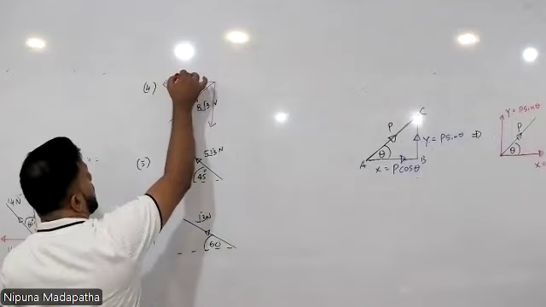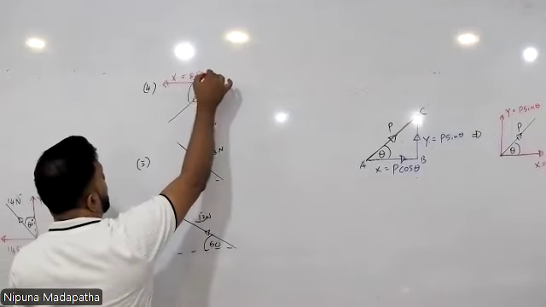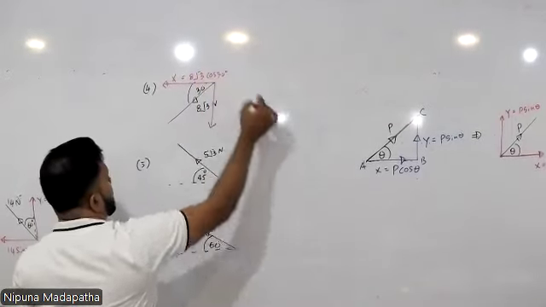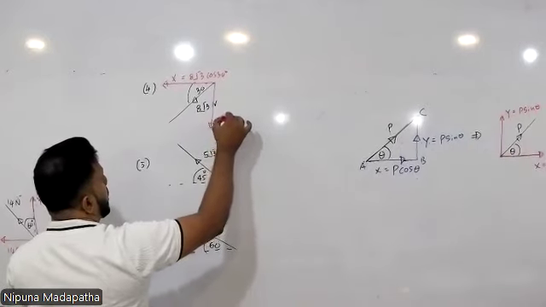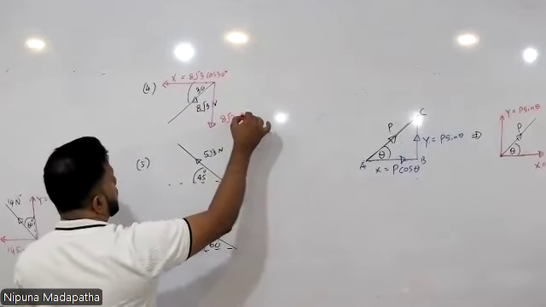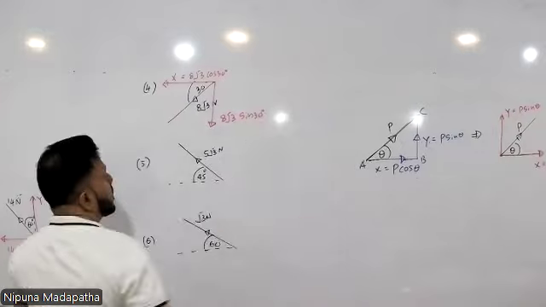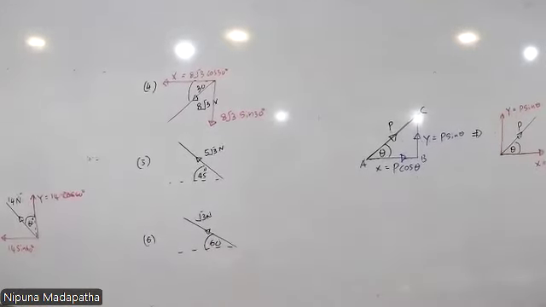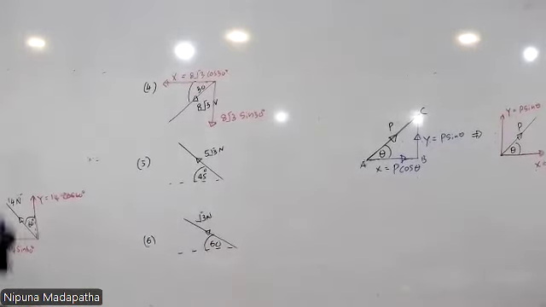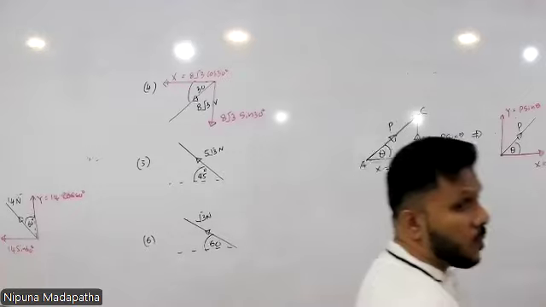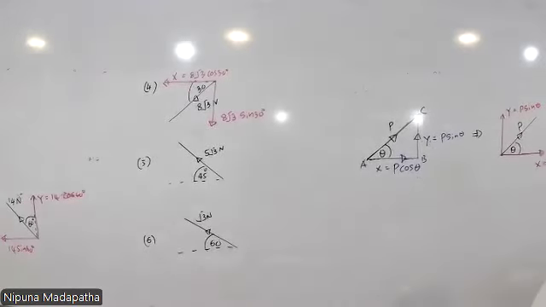The x component is 8 root 3 cos 30, and the y component is 8 root 3 sin 30. 8 root 3 cos 30 is the x component, and the y component is 8 root 3 sin 30.